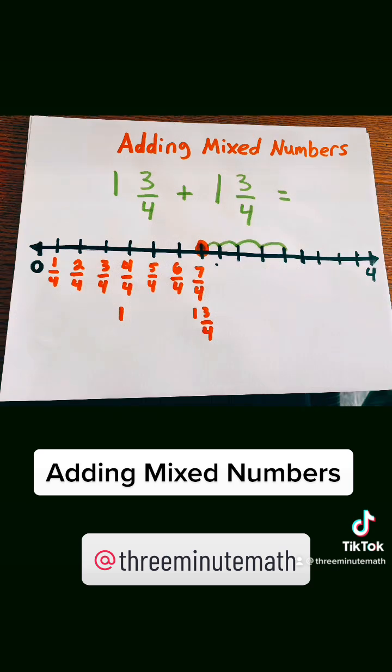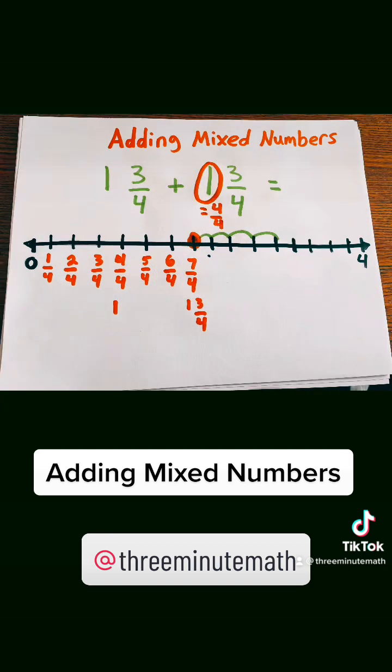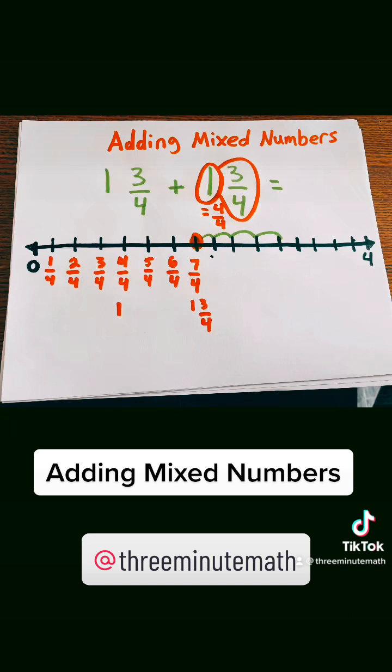The first thing I'm going to do is add that one whole. Take note that one whole is the same as 4/4, so I'm going to make 4 jumps up the number line. Now I'm going to add 3 more fourths.